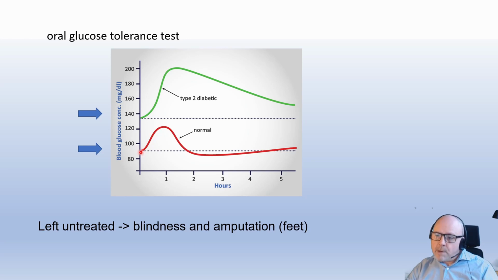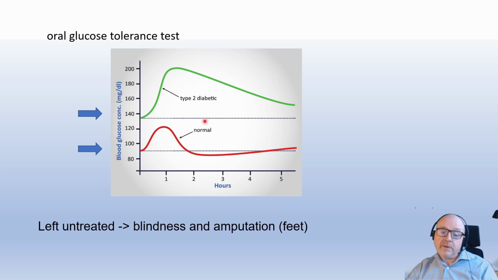What we see is that the normal blood glucose is between 60 and 90 milligrams per deciliter, and it quickly rises upon ingestion of glucose and returns to normal levels, even a little bit below, and comes up again. This is how the normal person would look.